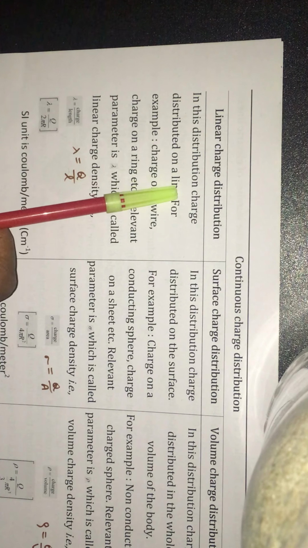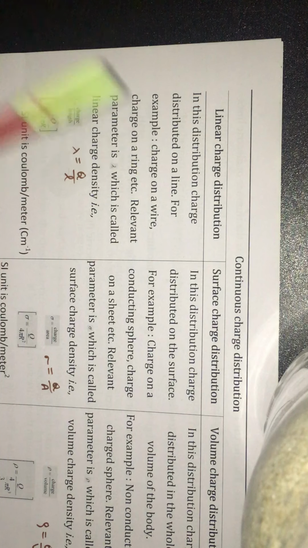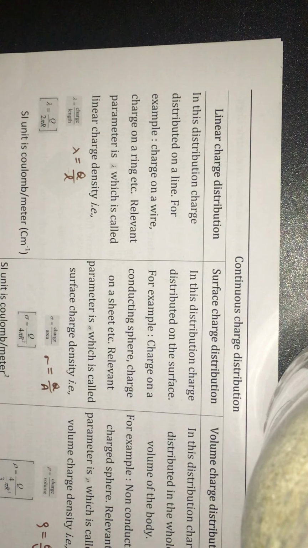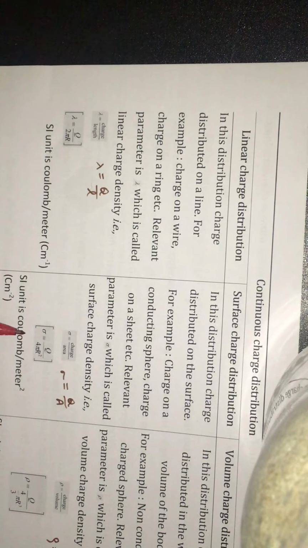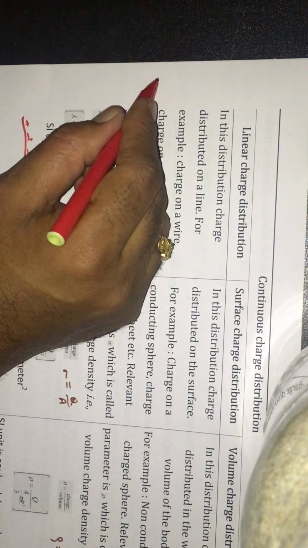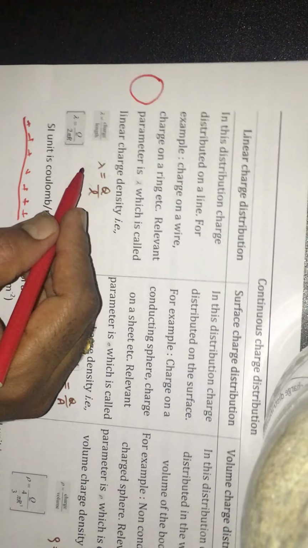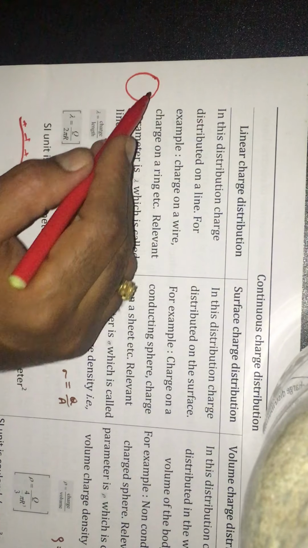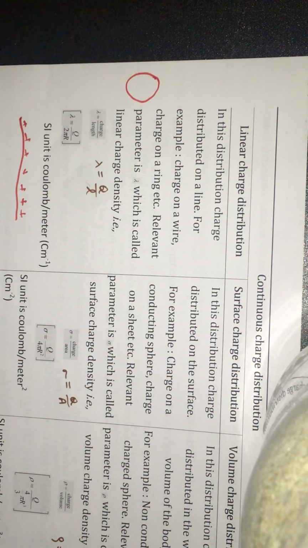In this distribution, charge is distributed on a line. For example, charge on a wire, or you can think of a charge on a ring. See, if you have a wire like this, the charges may be sitting on this wire. So, this is what is called linear charge distribution, or even it may be the case of a ring like this, wherein the charges may be distributed on the ring. So, that is also the case of a linear charge distribution.